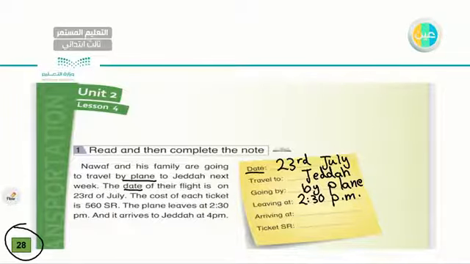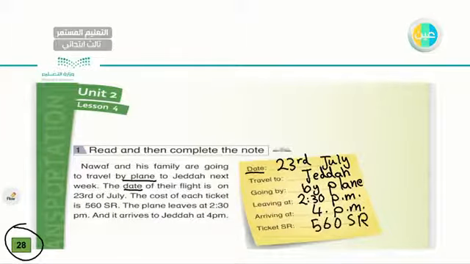Arriving at. So now, what time are they arriving? Not leaving, arriving to Jeddah or at Jeddah. What time? The last sentence: and it arrives to Jeddah at 4 p.m. That's right, very good. 4 p.m. Excellent. You're doing a very good job. Now, coming to the ticket's price. What is the price of the ticket? How much does it cost? Okay, so we'll be finding a money amount. 560. Very good. 560 Saudi Riyal.